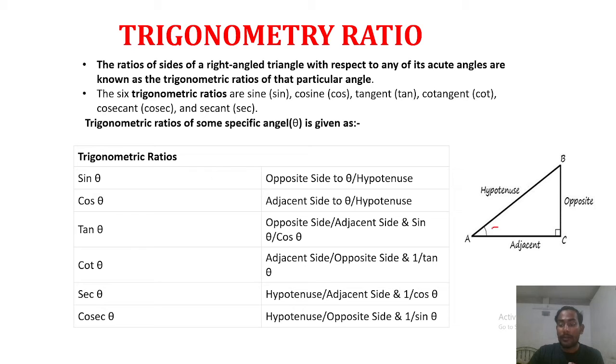Acute angle means this one. Suppose that this one is an acute angle. What is an acute angle? An acute angle is an angle less than 90 degrees. That is known as an acute angle.